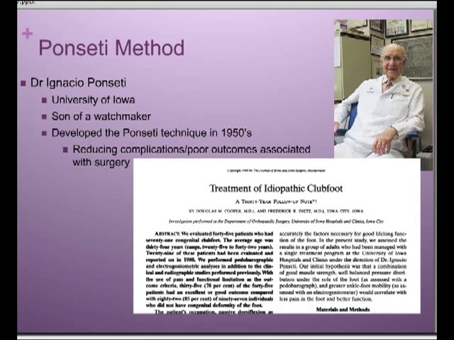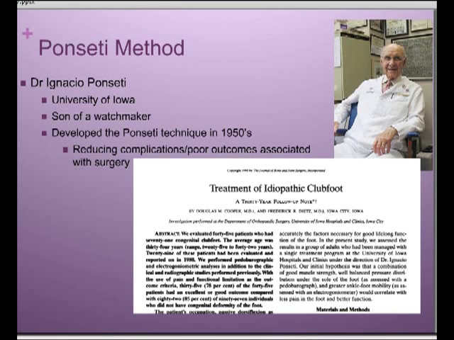Which was developed by a... studied in the University of. He was the son of a watchmaker, and they think that this may... develop this now world renowned. He initially produced it in the 1950s, but it was ignored for multiple years until this paper came out in 1995 that showed a 30-year follow-up of the technique, and overall it showed reduced complications and better outcomes.